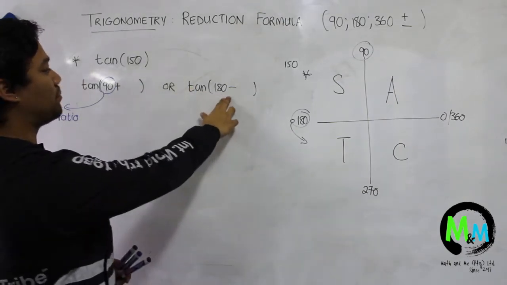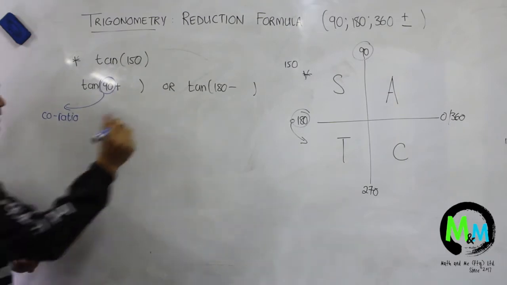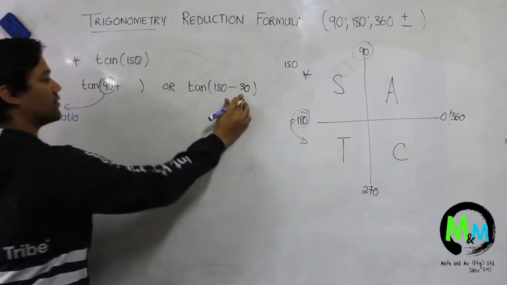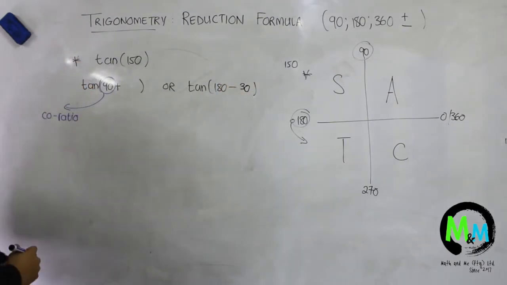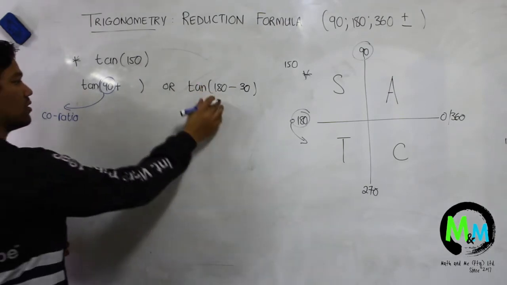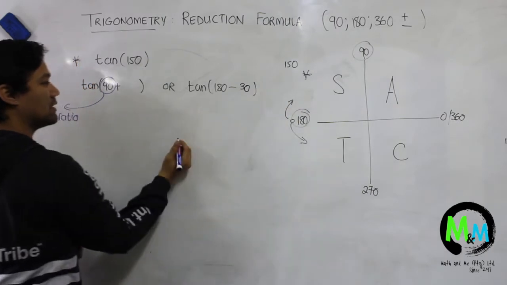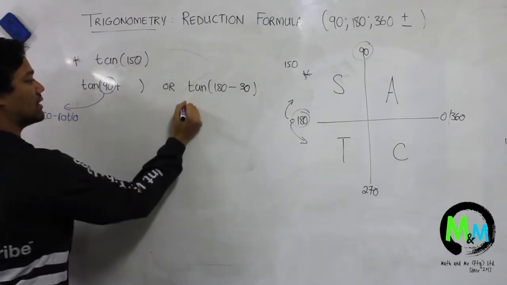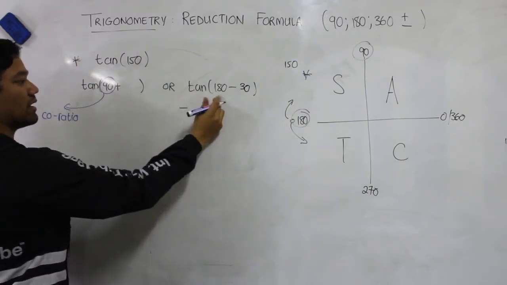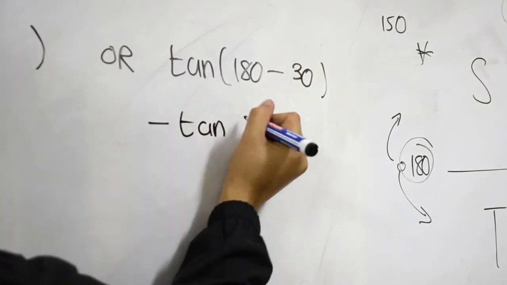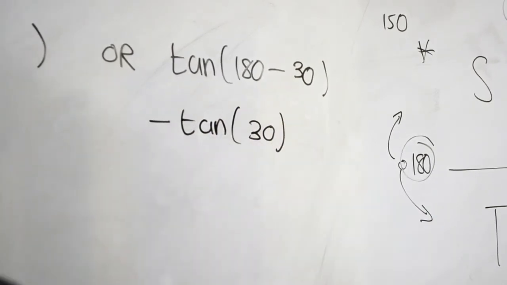So 180 minus what gives me 150? That'll be 30. And if you've got a keen eye, you'll notice that is a special angle. So I'll say 180 minus, which quadrant is that in? Obviously, the second quadrant. So we know that it is negative. 180 stays the same. Negative tan 30.